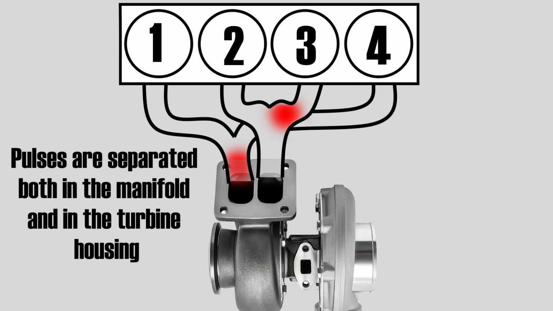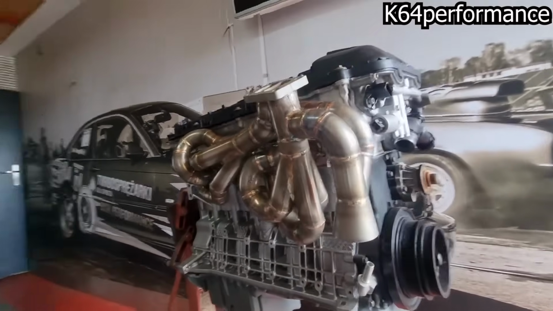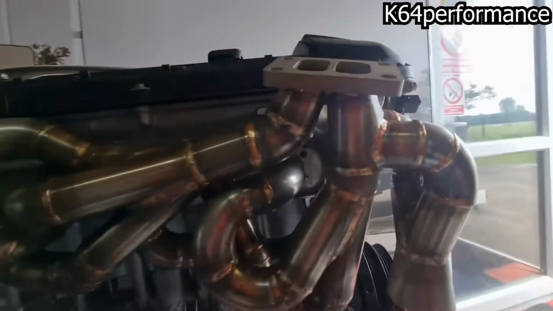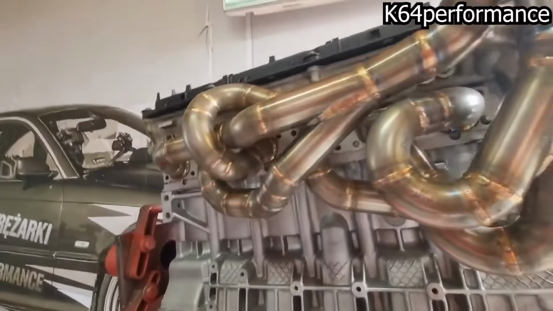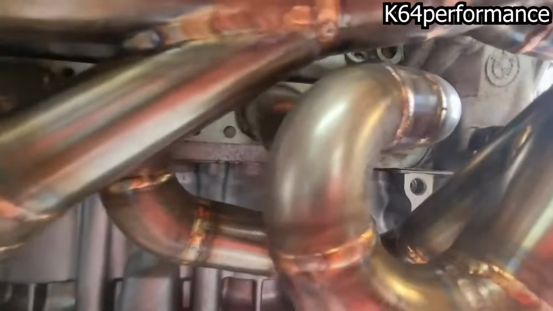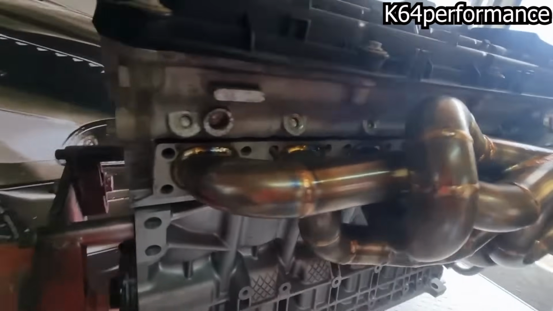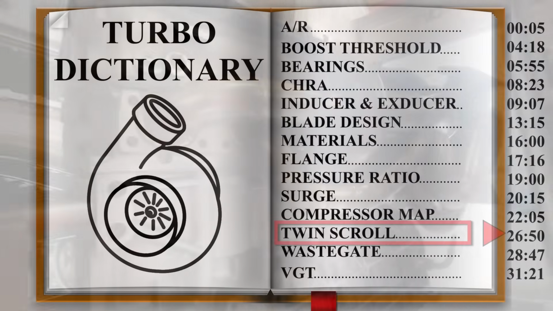In general, a twin scroll setup will spool up faster and usually perform better across the rev range, but its effects will be more noticeable at low and mid RPM. The only real drawback is that a twin scroll setup needs a special exhaust manifold and turbine housing, which may be unavailable for some engine platforms. When they are available, they increase cost and complexity.